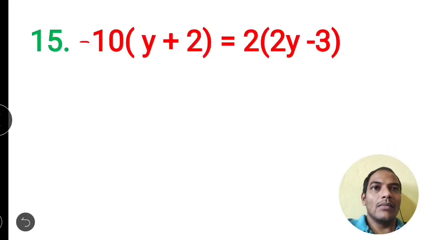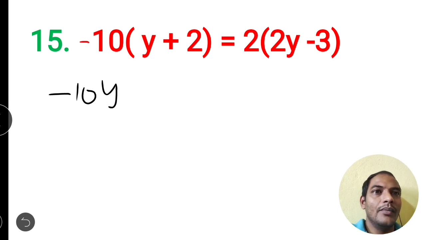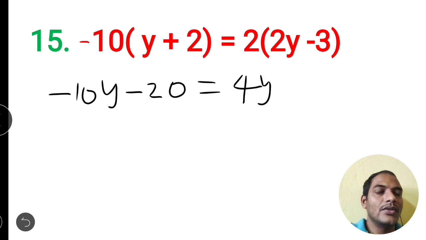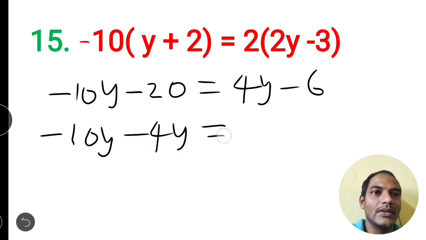Next, 15th question: minus 10 bracket of y plus 2 equals 2 bracket of 2y minus 3. In this question we have two brackets. Let us simplify them. See here, minus 10y. Next, minus 10 into plus 2 is minus 20, equals 2 into 2y is 4y, 2 into minus 3 is minus 6.